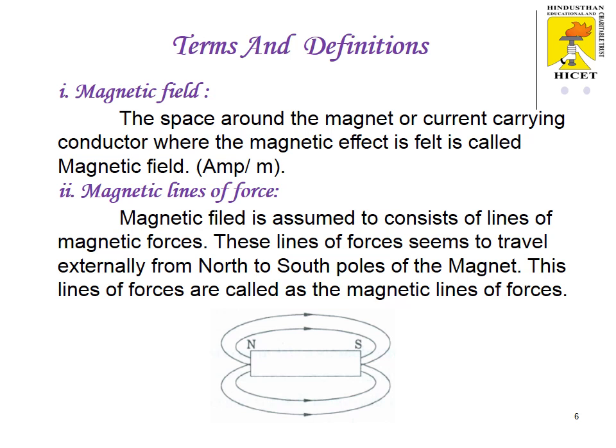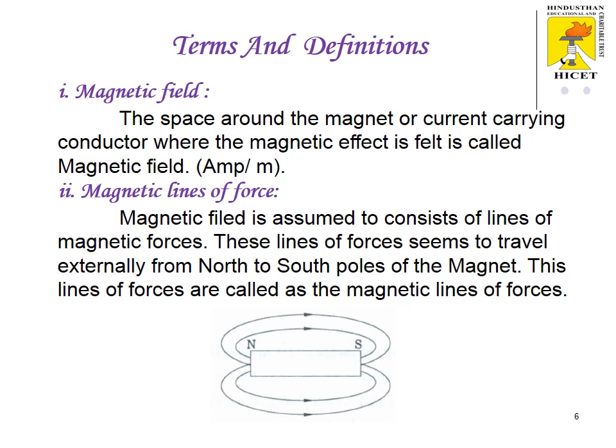Now, let me discuss some of the basic terms and definitions in magnetism. First one, magnetic field. What does magnetic field mean? The space around the magnet or current carrying conductor where the magnetic effect is felt is called magnetic field. Unit is ampere per meter.